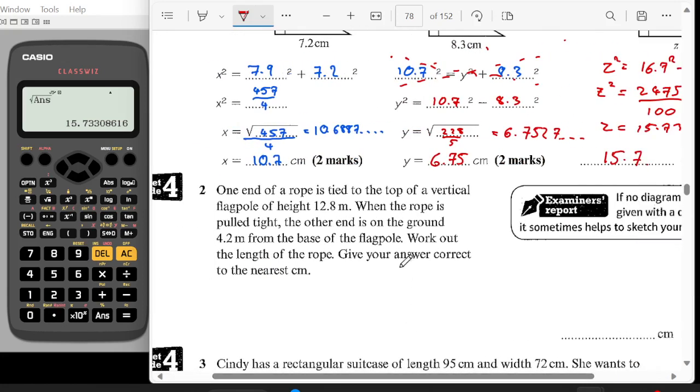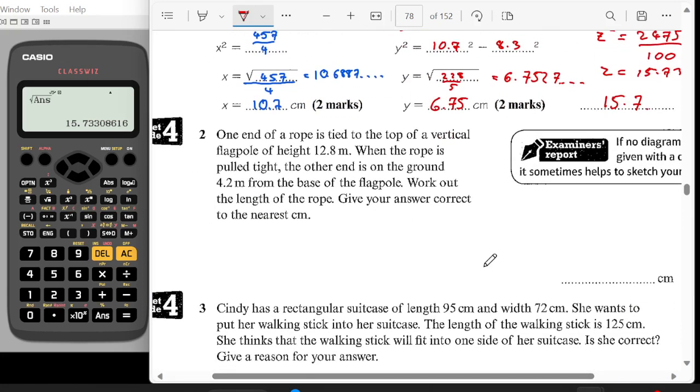Question 2. One end of a rope is tied to the top of a vertical flagpole at the height of 12.8 meters. When the rope is pulled tight, the other end is on the ground 4.2 meters from the base of the flagpole. Work out the length of the rope. Give your answer correct to the nearest centimeter. So a diagram is always helpful.